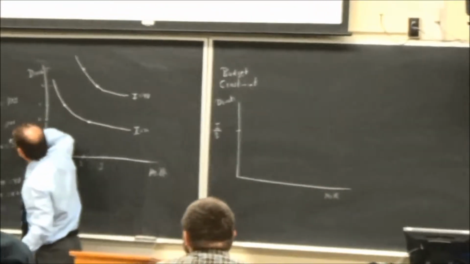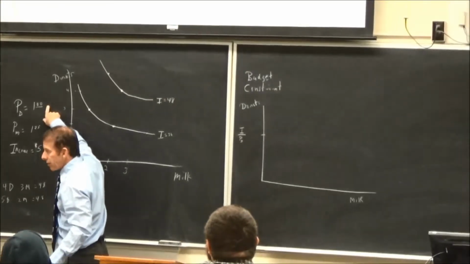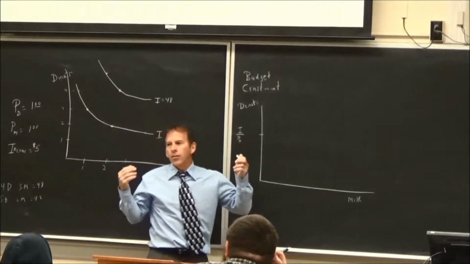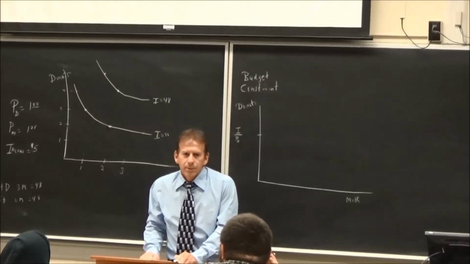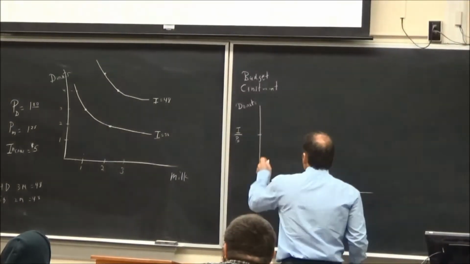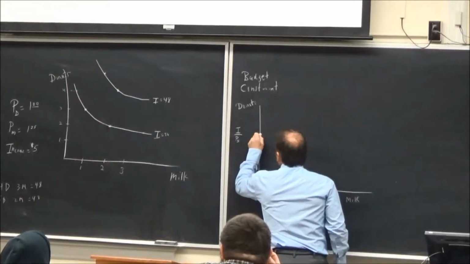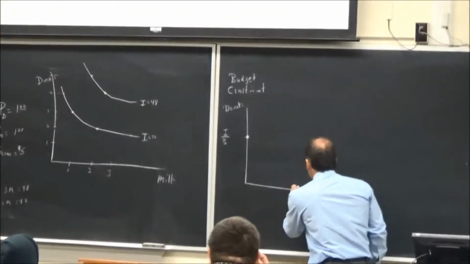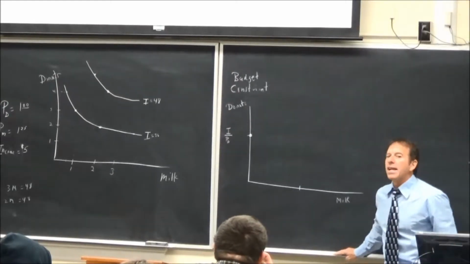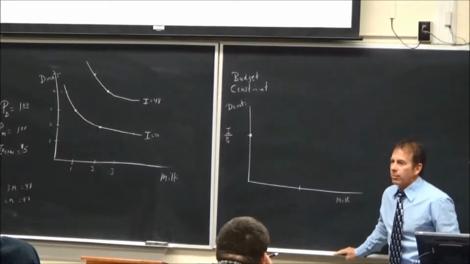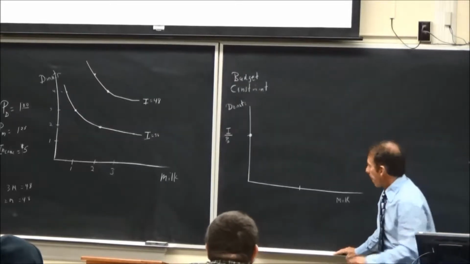So this point on the budget constraint is just your income divided by the price of the donuts. The income is $5 divided by the price of the donuts, which is 1. So if you spend all of your money on donuts, you could purchase 5 of them. So that's starting point number 1. Number 2 is going to be somewhere down here. If you spend all of your money on milk, how many milks could you buy? 4.